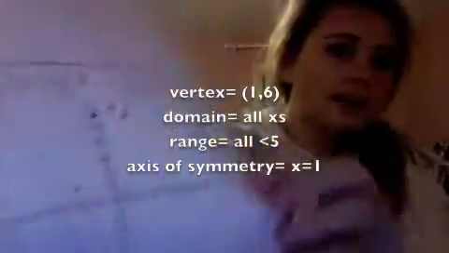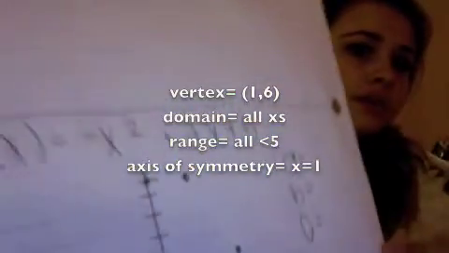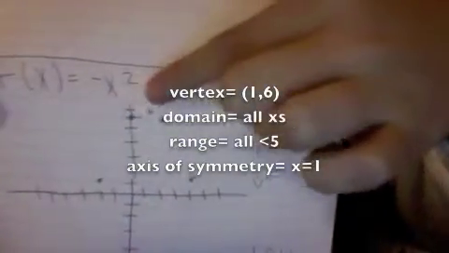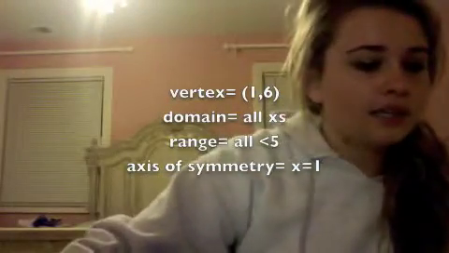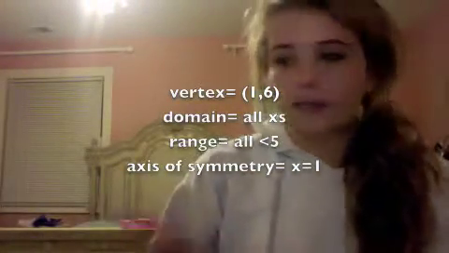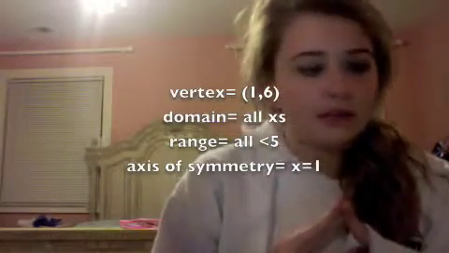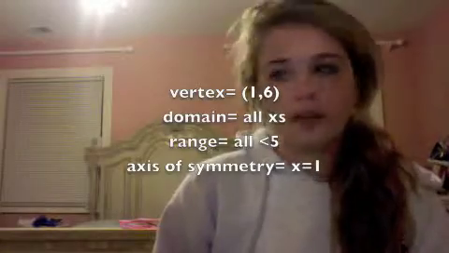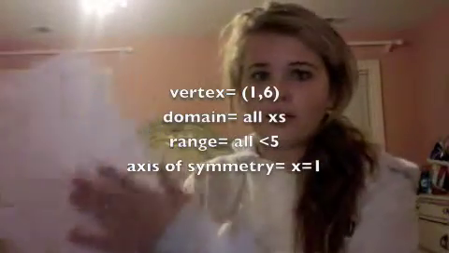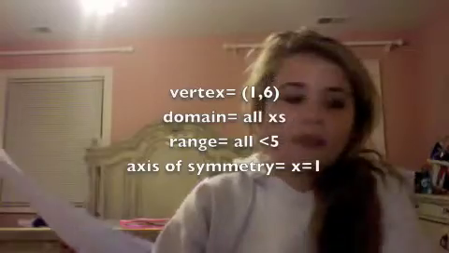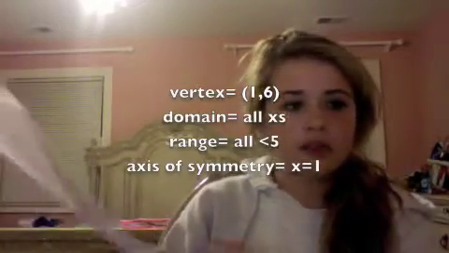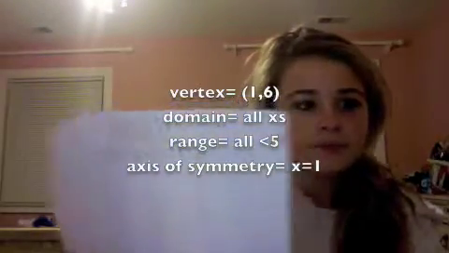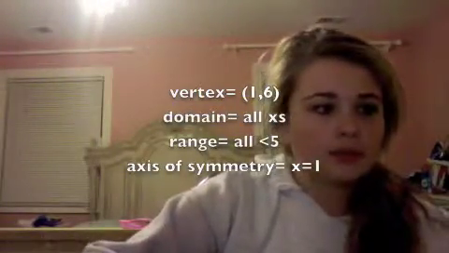Here's an example of how the parabola would open down. This right here is the vertex, and the vertex is 1 and 6 because it's the point where the two lines meet. To find the domain and range, the domain is all x's because the graph extends beyond this point. The range is all y less than or equal to 6, because 6 is the last point on the y line. And the axis of symmetry is x equals 1.